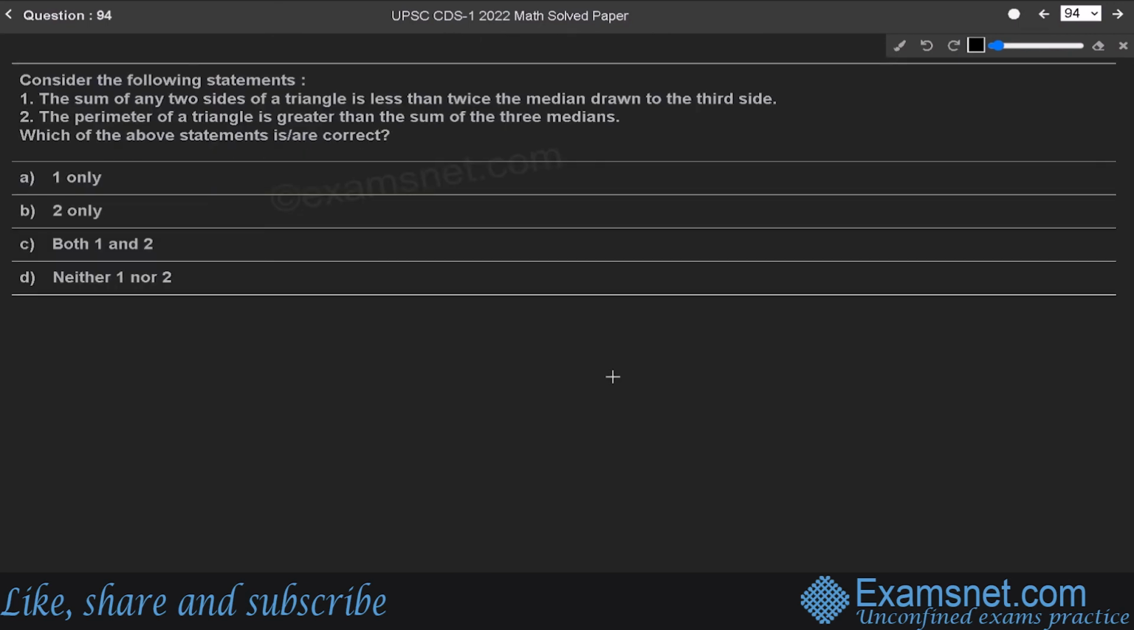Next question is, consider the following statements. The sum of any two sides of a triangle is less than twice the median drawn to the third side. And the second statement is, the perimeter of a triangle is greater than the sum of three medians. Which of the above statements is or are correct?